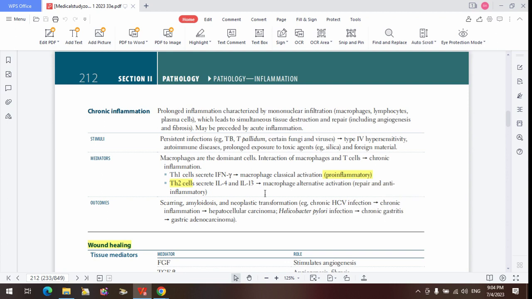Then we remember that as the TFR1 are secreting gamma interferon, they are also secreting some interleukin 2. Interleukin 2 can activate the TFR2. So once TFR2 is activated, TFR2 will release interleukin 4 and interleukin 13. So these interleukin 4 and 13 are important to activate the macrophages through the alternative pathway. Now, the alternative pathway of activation is not actually pro-inflammatory. They don't release inflammatory mediators to drive inflammation. What they are after is repair.